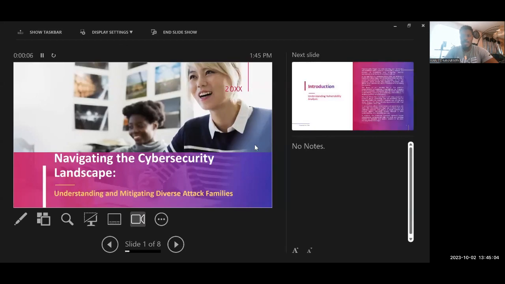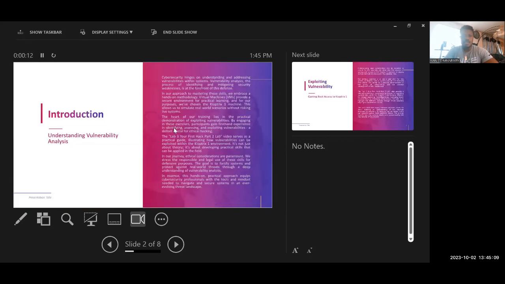Okay, thank you, ladies and gentlemen. As we get to the introduction, understanding vulnerability analysis. This gave you an overview of what vulnerability analysis is. I'm not going to read word for word, I'm just going to summarize this presentation, which mostly focuses on the impediments and also the mitigation strategy we're going to set in place. Now, cybersecurity hinges on understanding and addressing vulnerability within systems. Vulnerability analysis is the process of identifying and mitigating security weaknesses at the foremost of a defense.